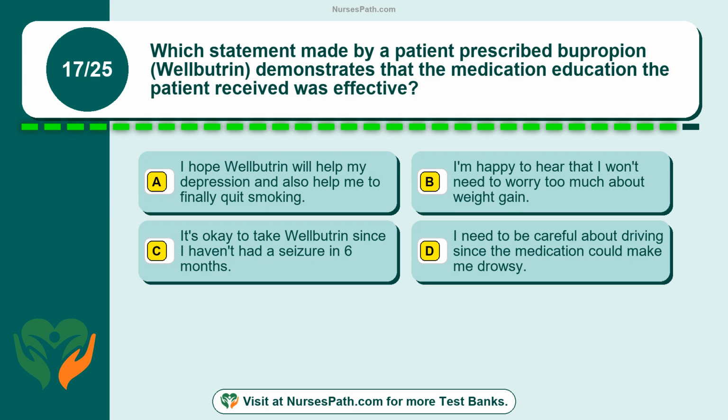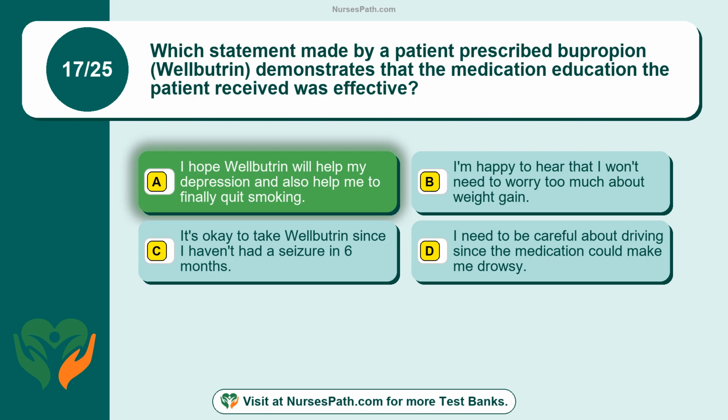Question 17. Which statement made by a patient prescribed bupropion, Wellbutrin, demonstrates that the medication education the patient received was effective? Option A. I hope Wellbutrin will help my depression and also help me to finally quit smoking. Option B. I'm happy to hear that I won't need to worry too much about weight gain. Option C. It's okay to take Wellbutrin since I haven't had a seizure in 6 months. Option D. I need to be careful about driving since the medication could make me drowsy.